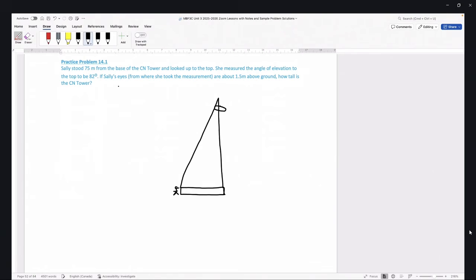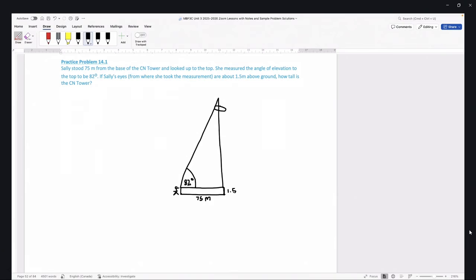So Sally stood 75 meters. So from here to there is 75 meters. So she's standing on the ground, 75 meters from the base of the tower. She looks up at the top, and this angle is 82 degrees. Okay, so this angle right here, 82 degrees. And her eyes are 1.5 meters above the ground. So if this is 1.5 meters, this distance right here is also 1.5 meters.